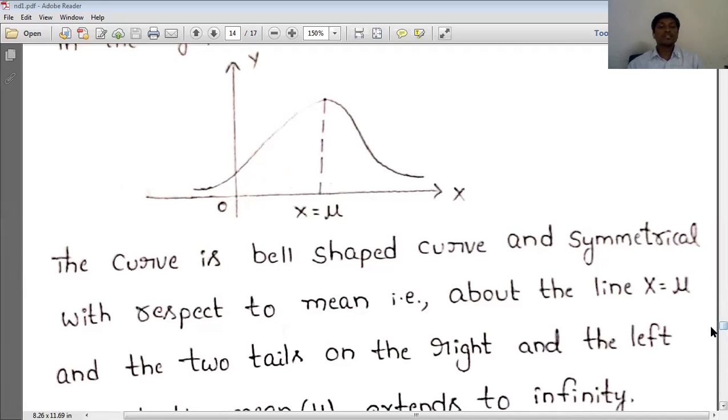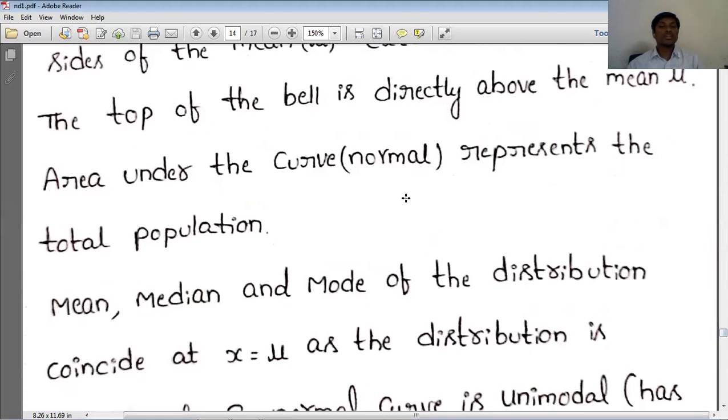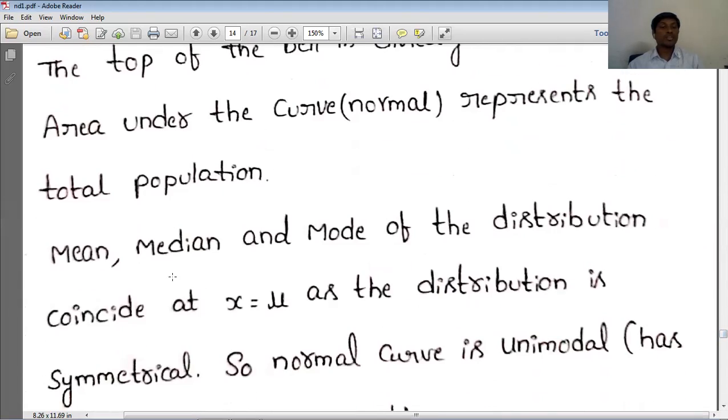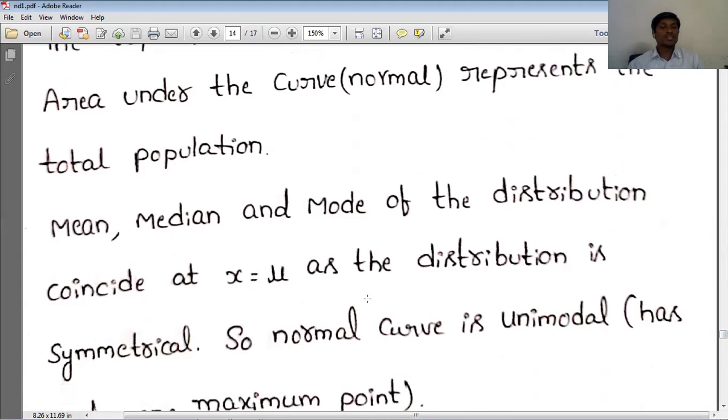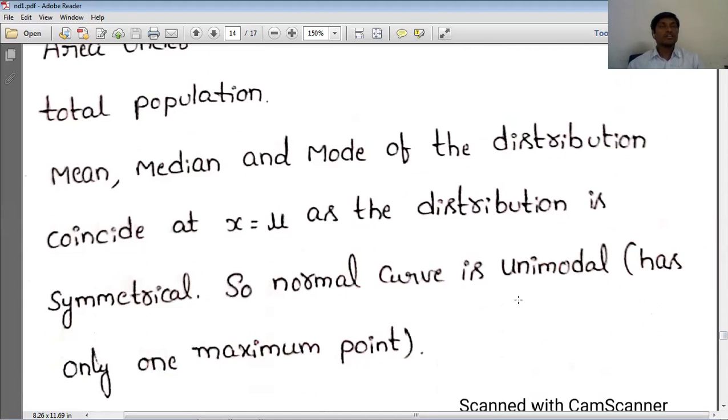So the curve represents the total population, and we already proved that the mean, median and mode of the distribution coincide at x equal to mu, as the distribution is symmetrical. So the normal curve is unimodal. Unimodal means it has only one maximum point, that is x equal to mu, or only one mode. Bimodal means it has two modes.